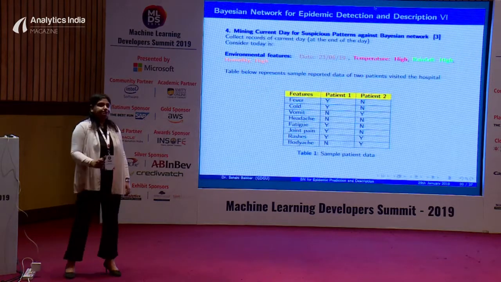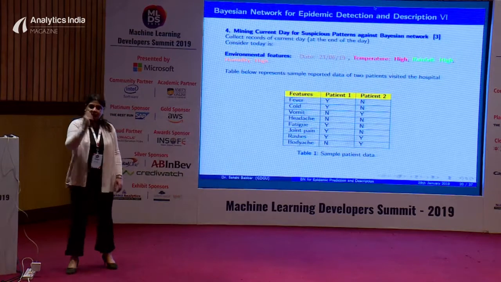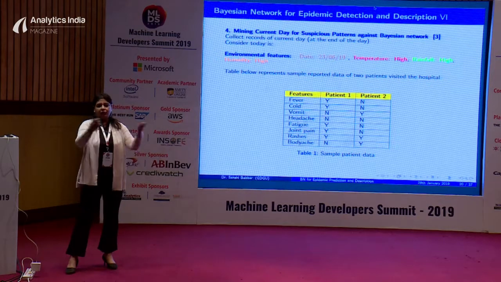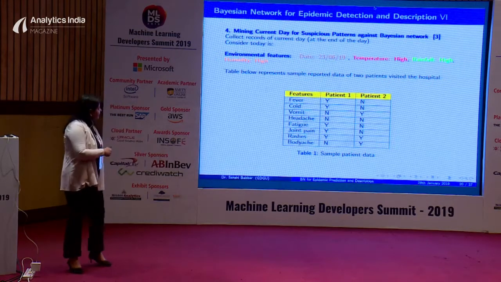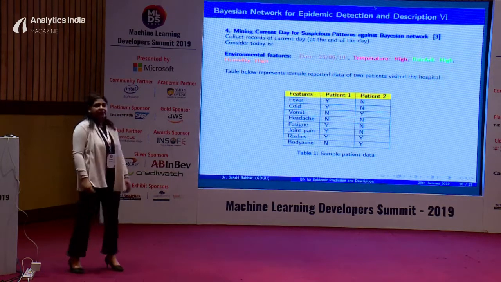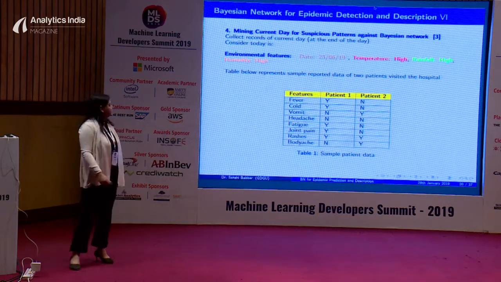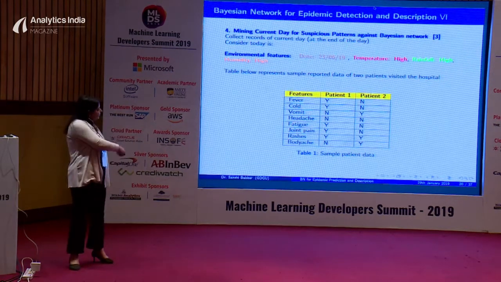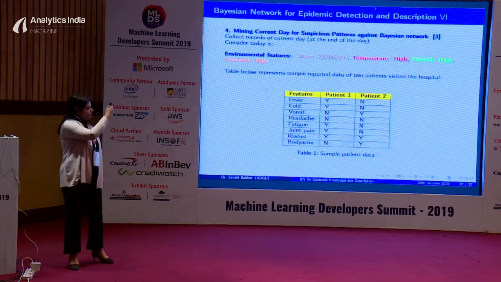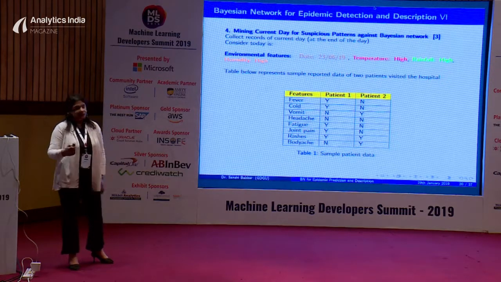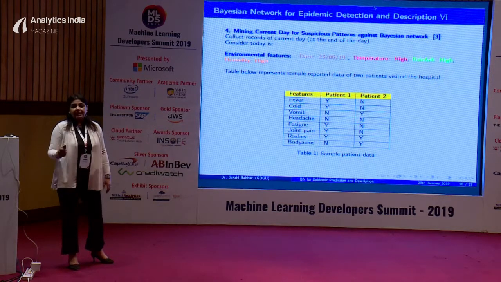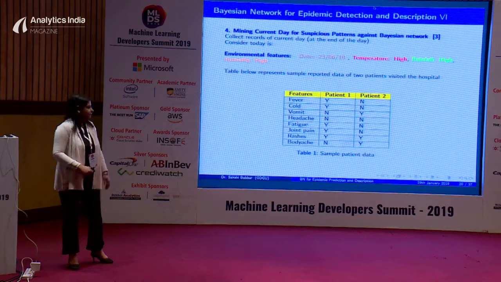Now, let's say that it's the current day and I'm receiving the records of the patients. I'm at the end of the day and a lot of records were collected from the patients. Say for example, today is 23rd of June, year 19. Today temperature is high, rainfall is high, humidity is high. And these are the example patient records that I will receive. So these are the features, and the patient one record and patient two record. This is what I have today. And based on what I have today, I need to identify if this carries a pattern which is there in the history.